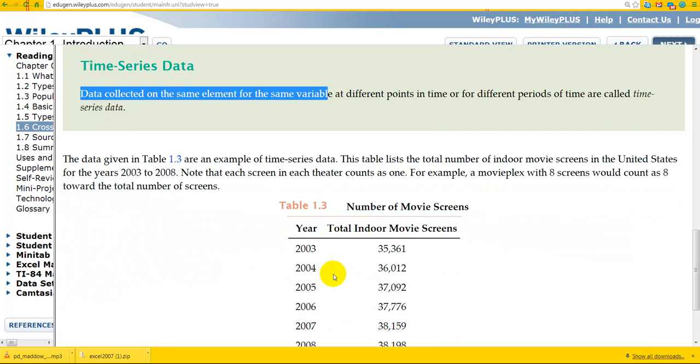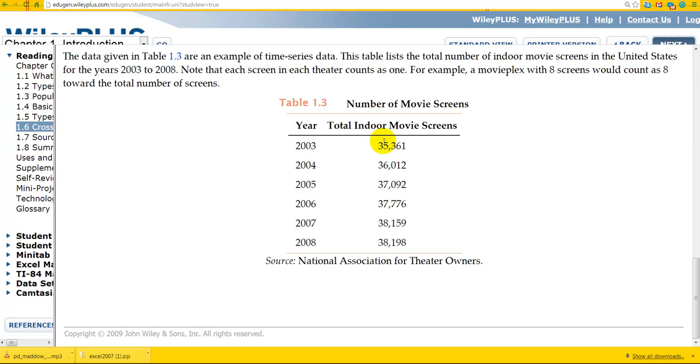So the element here is actually, I'm not sure what we would say the element is, but the same variable. The variable is total indoor movie screens at different points in time or different periods of time are called time series data. Okay? Okay, that's all.